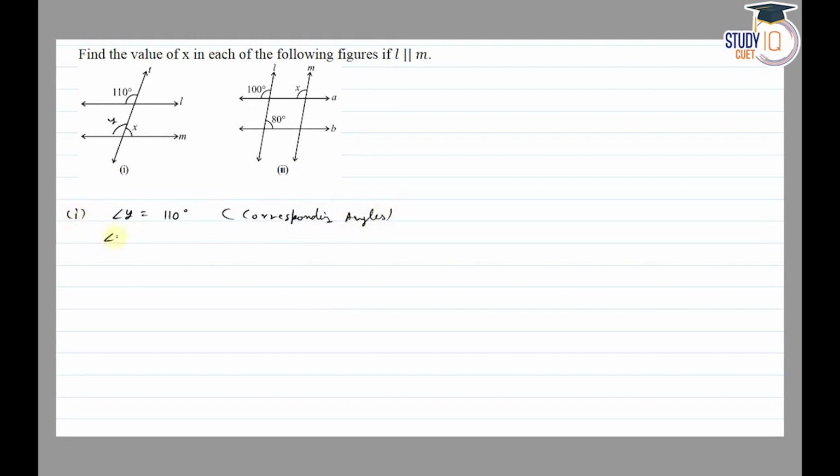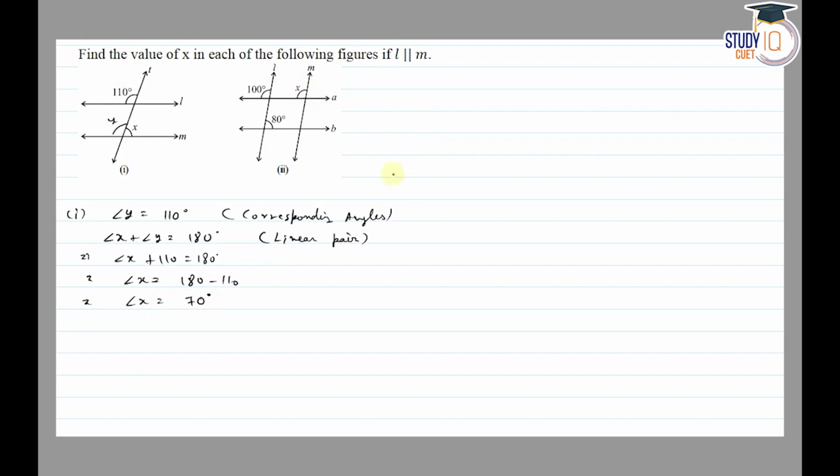So angle x plus angle y is equal to 180. ये जाएगा हमारे पास लीनियर पेयर. So angle x plus 110 is equal to 180. So angle x is equal to 180 minus 110. So angle x is equal to 70 degree.